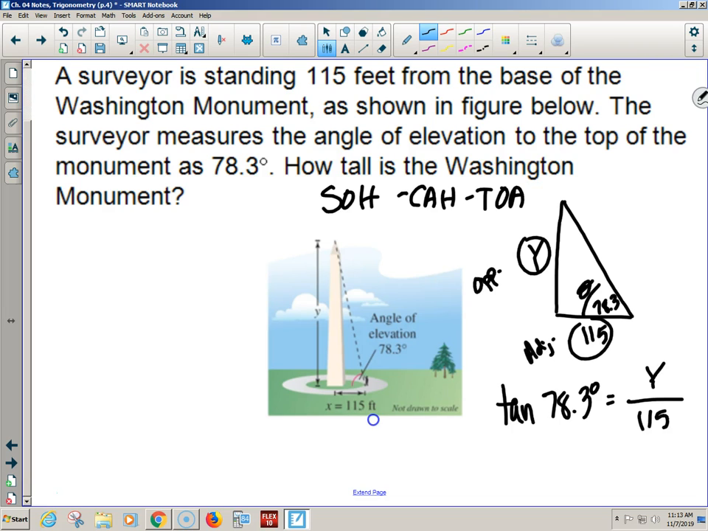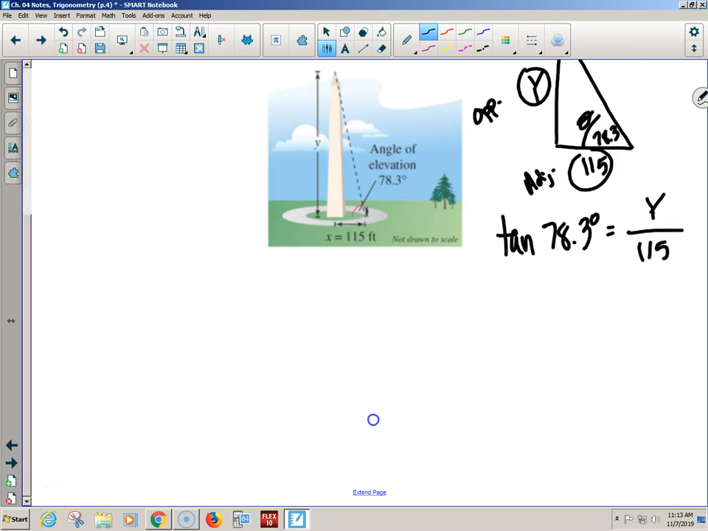But as Alec already said, did you guys hear him say we have to use our calculator on this one? Yeah. Because there is no unit circle equivalent of 78.3. So you actually have to go and do tangent of 78.3 times 115. There was a homework problem like that in our homework last year. 555.314. That was a Sammy Hagar reference.